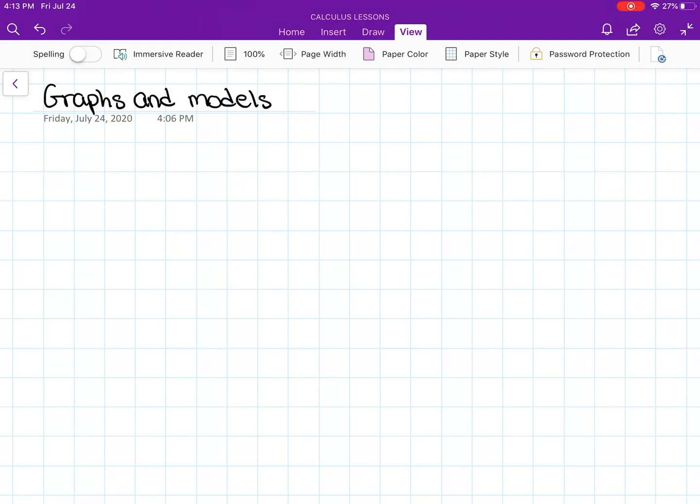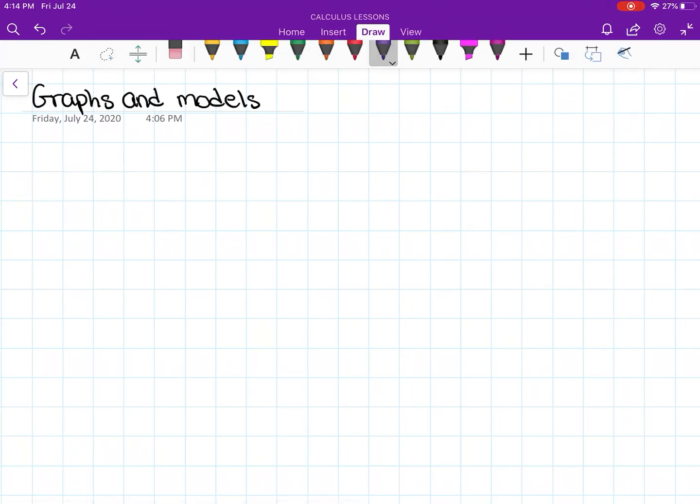All right. We're working on graphs and models. These are some of the things that you need to know before you start taking, or even start thinking about taking calculus, because they do come in handy down the line. So the first thing here we're going to do, we'll call it example 1.